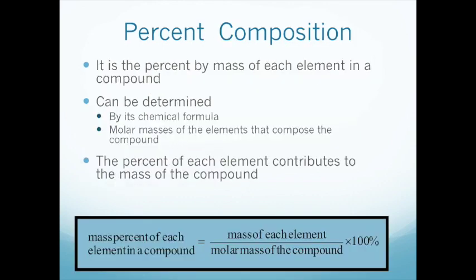So percent composition is the percent by mass of each element in a compound, and it can be determined by its chemical formula and the molar masses of the elements that compose the compound. So the total percentage should add up to 100, and the percent of each element contributes to the mass of the compound. So the mass percent of each element in a compound is the mass of the element divided by the molar mass of the compound times 100.